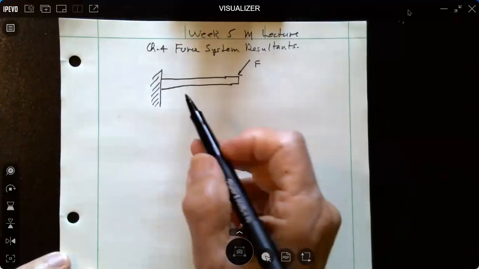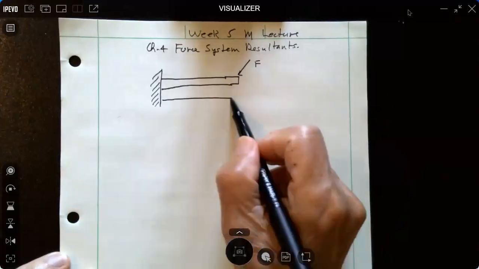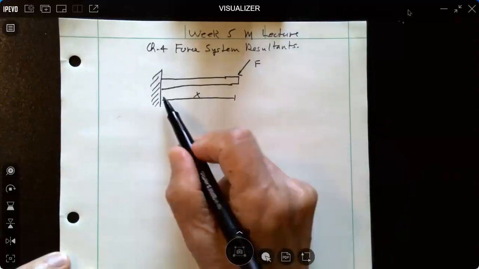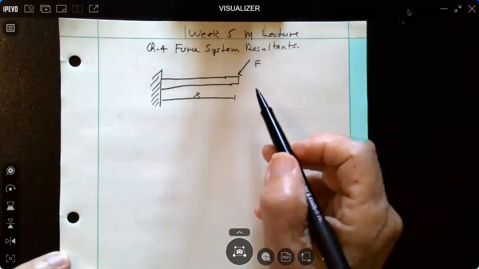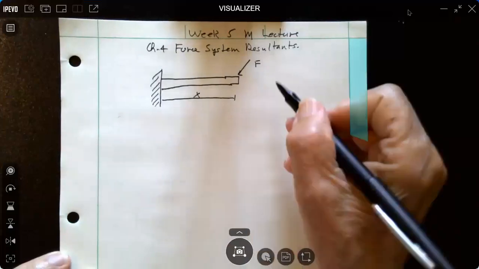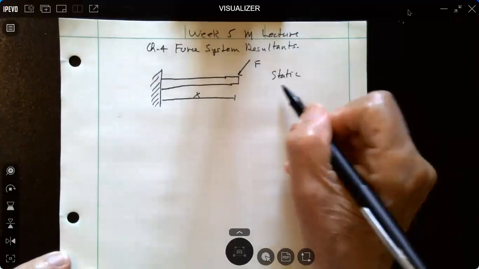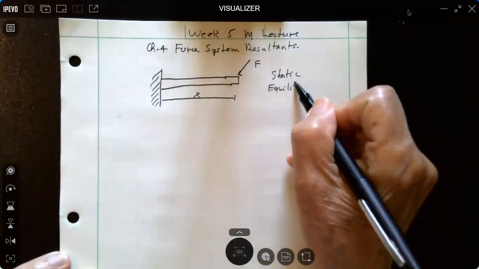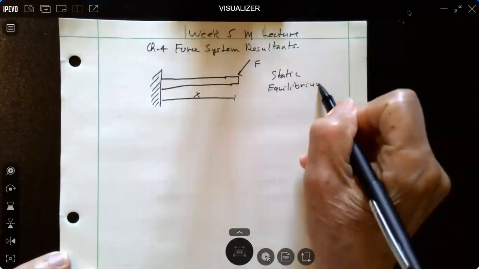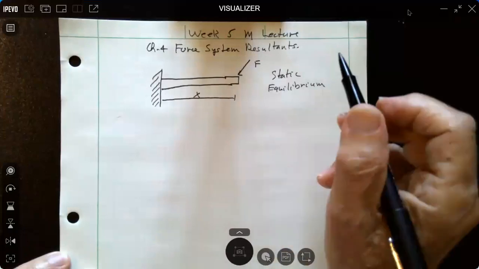And we'll locate this some distance x from the support. And what we're going to be talking about is something called static equilibrium. And this is where we're going to learn about free body diagrams also for the first time.